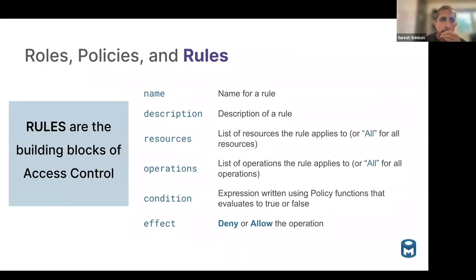Now, the fundamental construct for building roles and policies is rules. They are the building blocks of access control. A rule has a name so that you can identify what rule is doing what, and then a description of what the rule is trying to do, what kind of access control it is performing. It also has a list of resources for which this rule is applicable, and a list of operations that the rule applies to. There are some shortcuts here where you can say all for resources, so a rule applies to all the resources, and all for operations, so it applies to all the operations on resources.